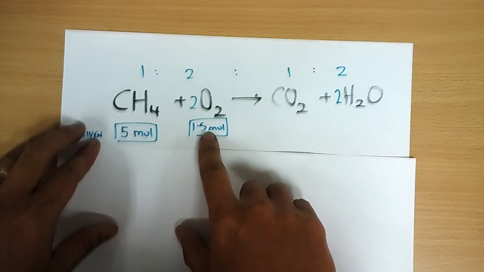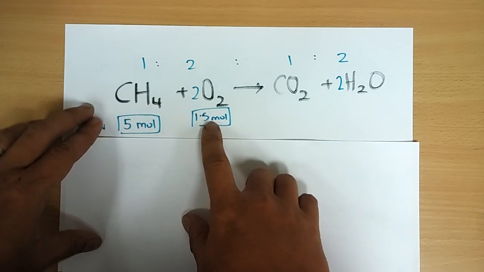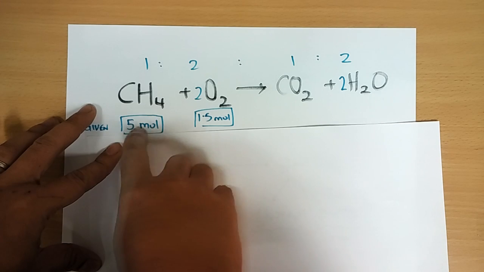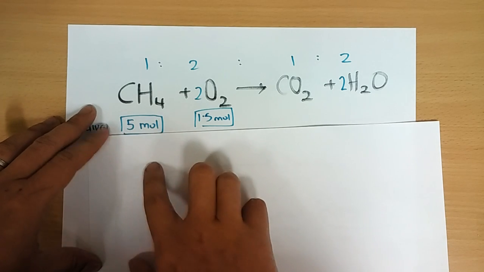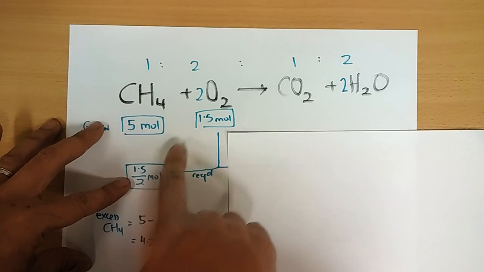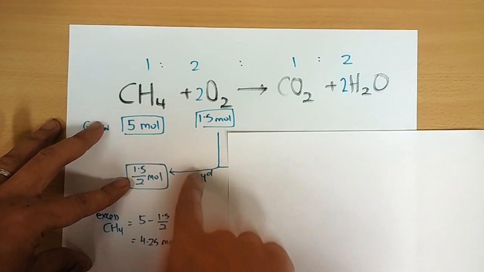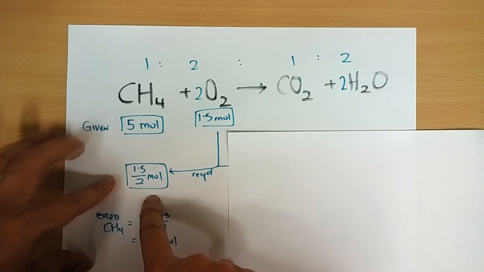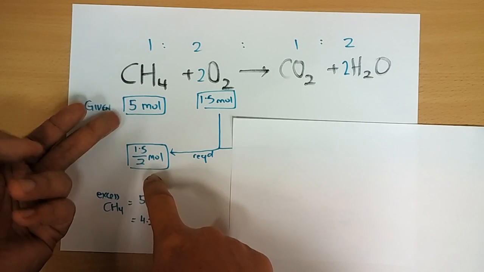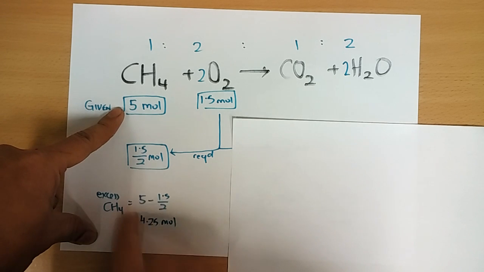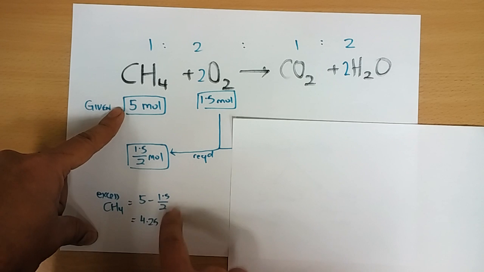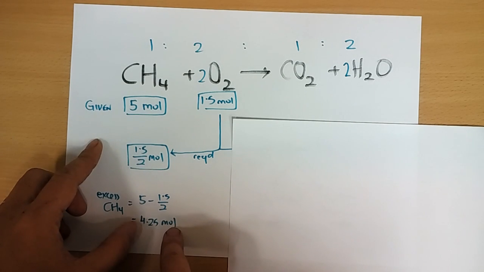If I'm using 1.5 moles of oxygen here, how much methane will be required? The actual amount that is required will be 1.5 divided by 2. 2:1. Okay, but do I have enough? I definitely have more than enough. I have 5 moles here. So my excess that is unreacted will be 5 minus what I have used up, and I have 4.25 moles of methane.